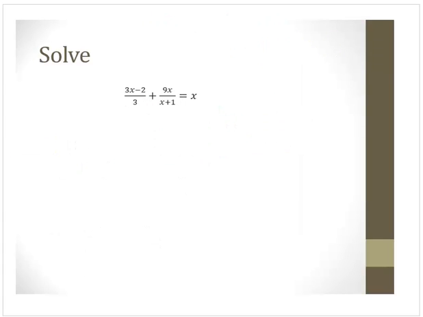Alright, let's see one more example. We have 3x minus 2 over 3 plus 9x over x plus 1 equals x. Alright, so again, if we're going to use this technique where we multiply through by the LCD, we have to determine what the LCD is. So let's see, I have a factor of 3 in the first denominator. I have a factor of x plus 1 in the second denominator. And on the right-hand side, that x is an x over 1. So the factor there is a 1. And multiplying by 1 is boring. I'm not going to include it. The LCD is 3 times x plus 1.